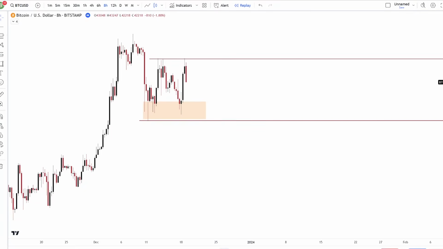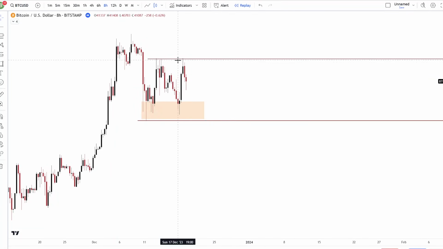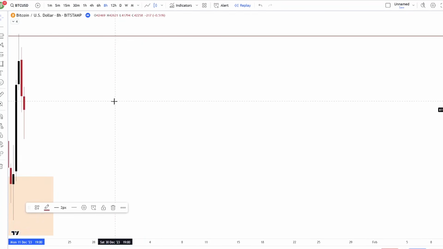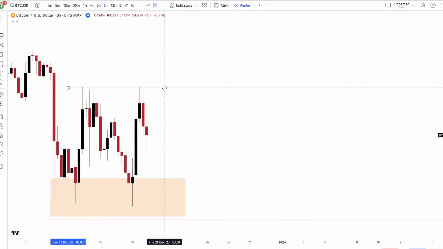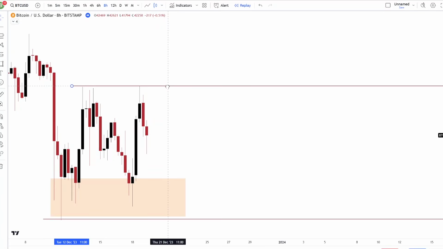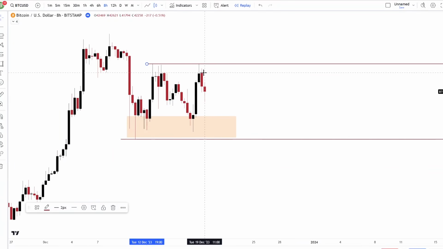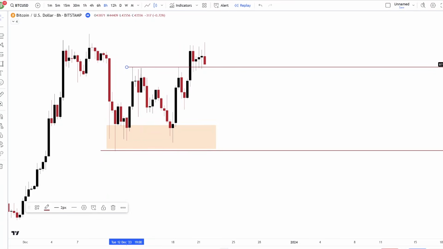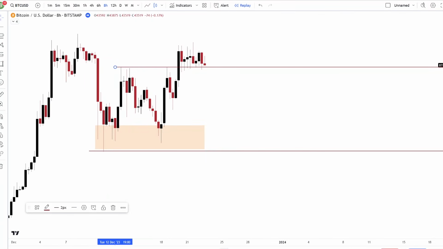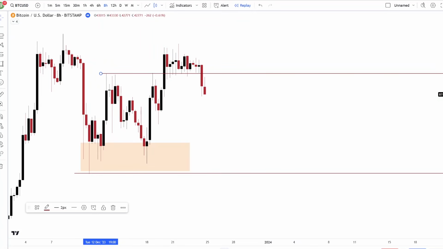So let's see if price breaks structure. Okay, did price break structure? Let's zoom in. And price did not really break structure. So let's wait. Okay, now price broke structure. So let's see if price comes back inside of the range. Price is rejecting from the range. Okay, now price is back inside of the range. So what do we do now?